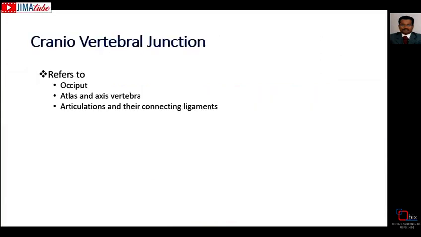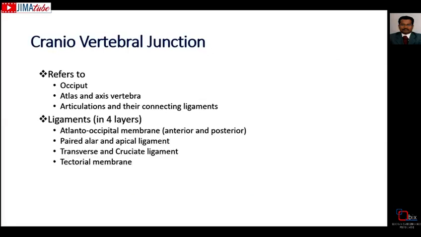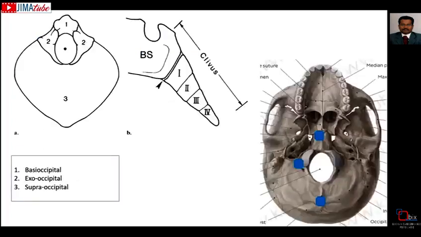All of us know the craniovertebral junction refers to the occiput, atlas, axis vertebra, and their articulations and connecting ligaments. What are the ligaments? They are in 4 layers: the atlanto-occipital membrane, which is anterior and posterior, pad, alar, and apical, transverse and cruciate, and tectorial membrane. The joints are the atlanto-axial and atlanto-occipital joints.